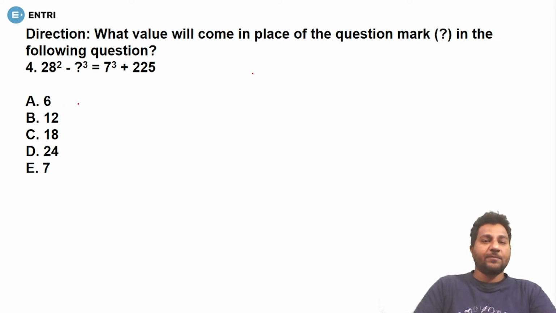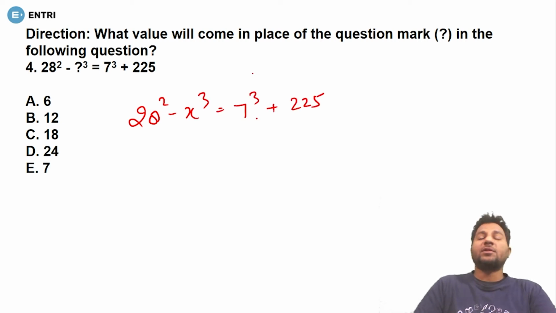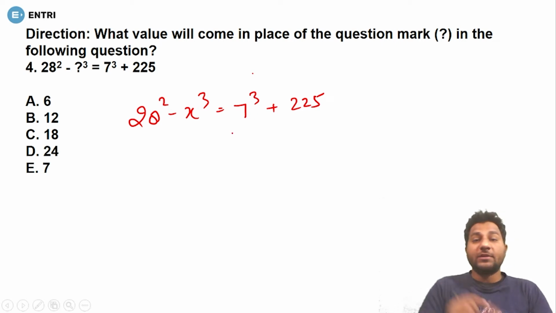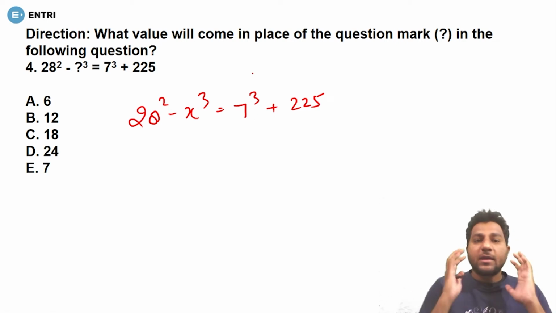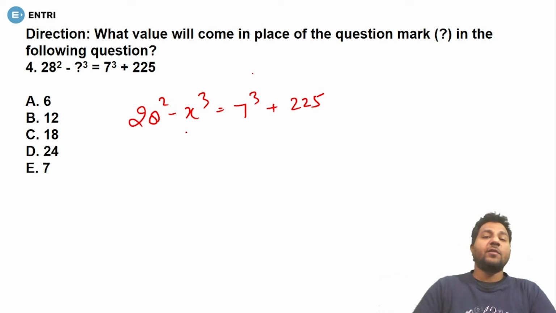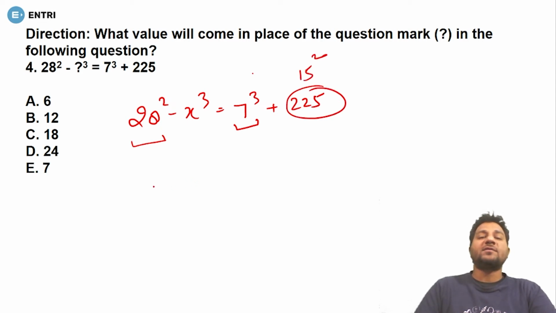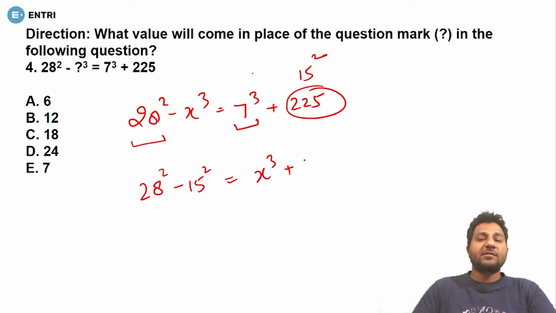Look at the next question. It is 28 square minus x cube is equal to 7 cube plus 225. One thing you should understand is that this kind of question will be solved usually in an organized manner. If you're not solving this kind of question in an organized manner, you can get stuck. Let's say you will start with 7 cube and 28 square. One thing you should know is that this 225 is 15 square. So how can we solve this? 28 square minus 15 square, okay, is equal to x cube plus 7 cube.